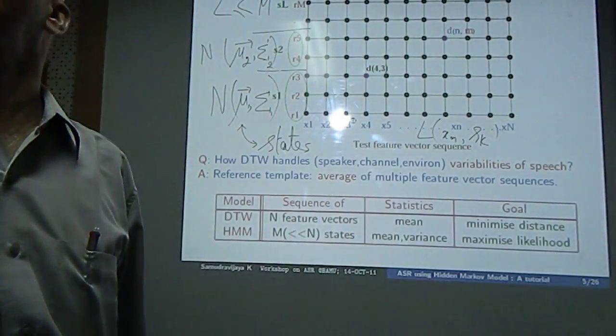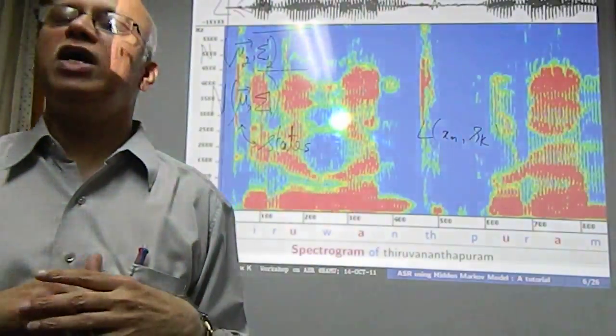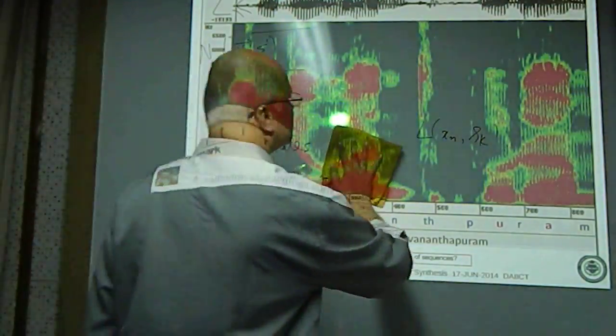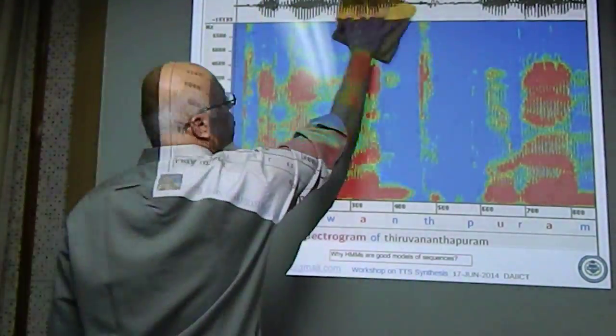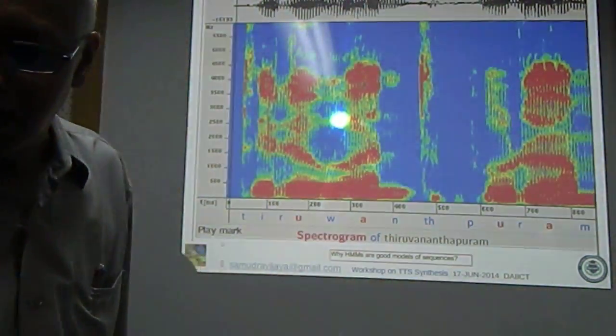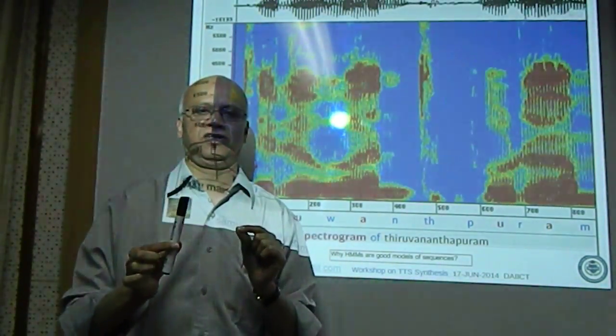With that broad introduction, now let us see why the hidden Markov model is a good model for comparing sequences such as speech, which is essentially a sequence of speech sounds. To do that, this is my favorite spectrogram. This sound was spoken by one of my colleagues, and his pitch was low, and he spoke clearly. It illustrates several principles that are important in speech recognition.